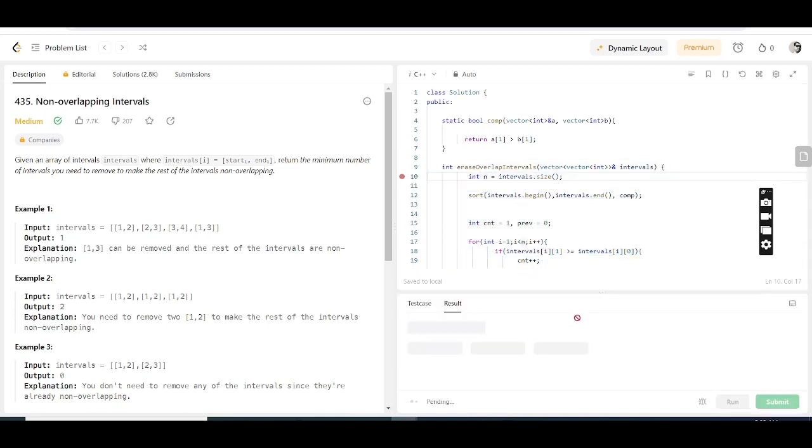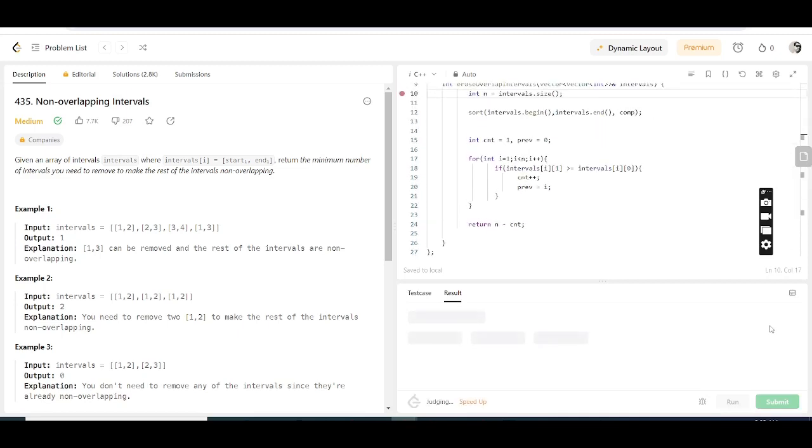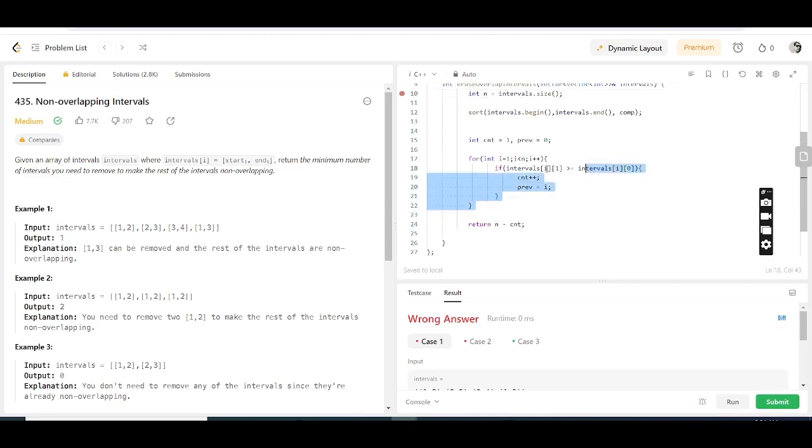So let's run this one. Okay, it's giving me a wrong answer. I'm doing something wrong here. This is not I1. I have to compare the first integer of the current interval with the second integer of the previous interval, right? Like this. So let's run it.